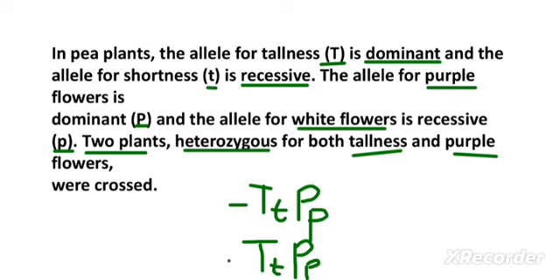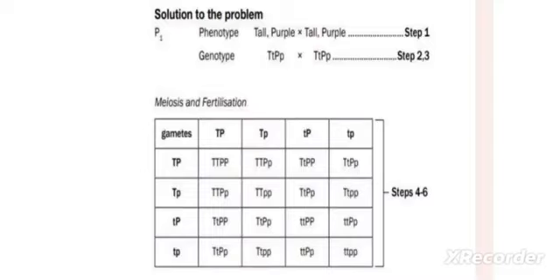So now we have the genotype of the first parent. What is the genotype of the second parent? They are saying 2 plants, right? 2 plants heterozygous for both tallness and purple flowers. So it means that the parents have the same genotype. So the second parent is also going to have a big letter T and a small letter t, big letter P and a small letter p. So that's going to be the genotype for the second parent. So now what do you do with the genotypes after you find them? You write them down: capital letter T, small letter t, capital letter P, small letter p.